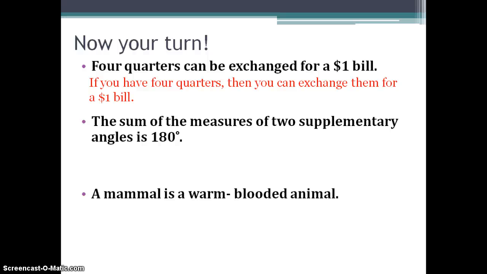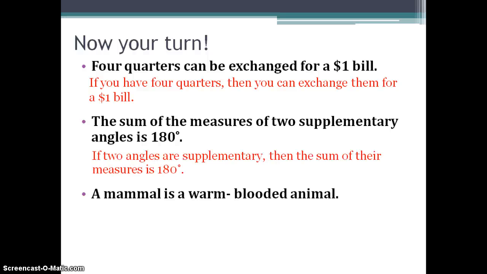A possible answer could be, if the 2 angles are supplementary, then the sum of their measures is 180. And then the last one, a mammal is a warm-blooded animal. If an animal is a mammal, then it is warm-blooded. You could have put if something is a mammal, then it's a warm-blooded animal. Anything like that would work.